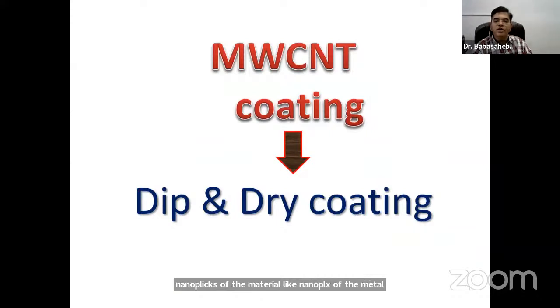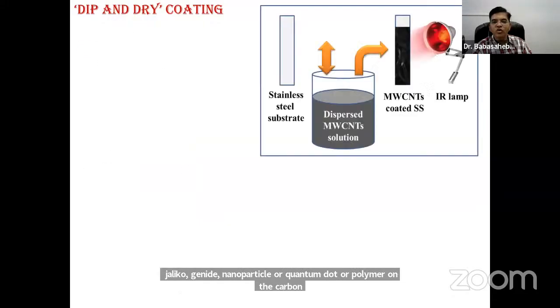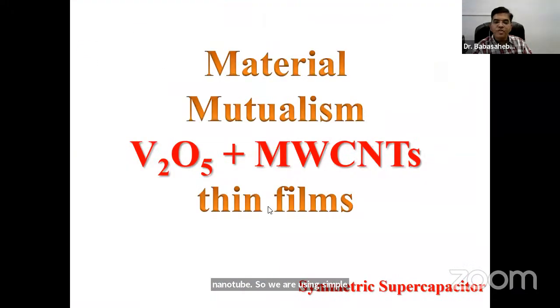We have used the simple dip and dry coating technique, which I have already demonstrated, so I can skip this one, to coat the carbon nanotube. Then we have coated vanadium oxide on the carbon nanotube, which is an EDLC type, using a simple chemical bath deposition technique to make the symmetric supercapacitor.